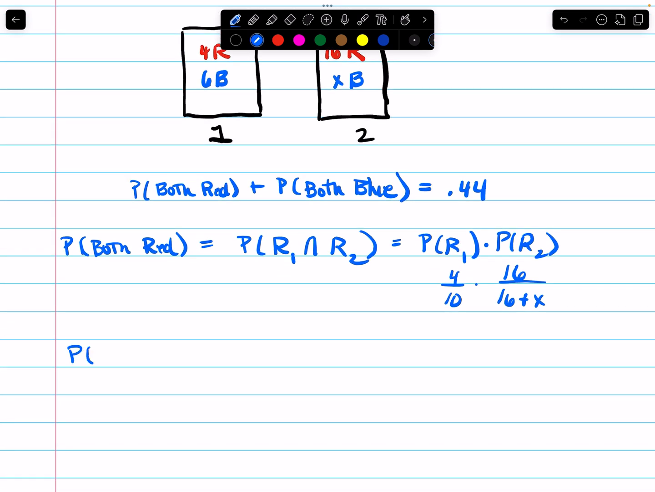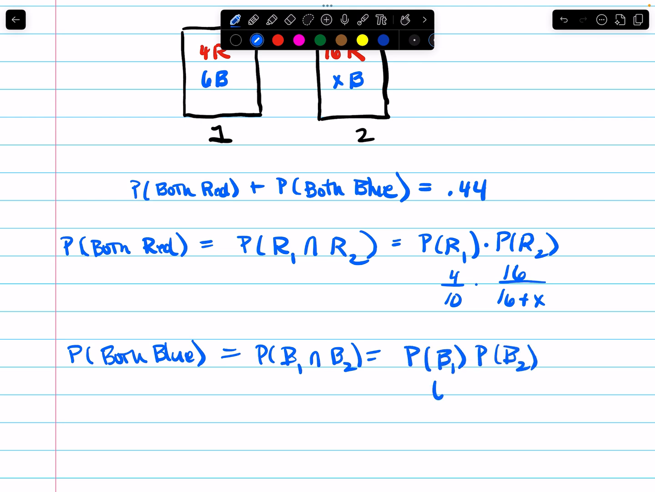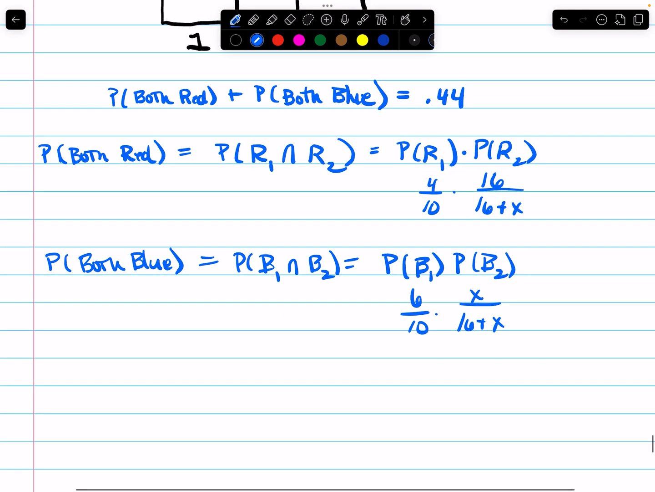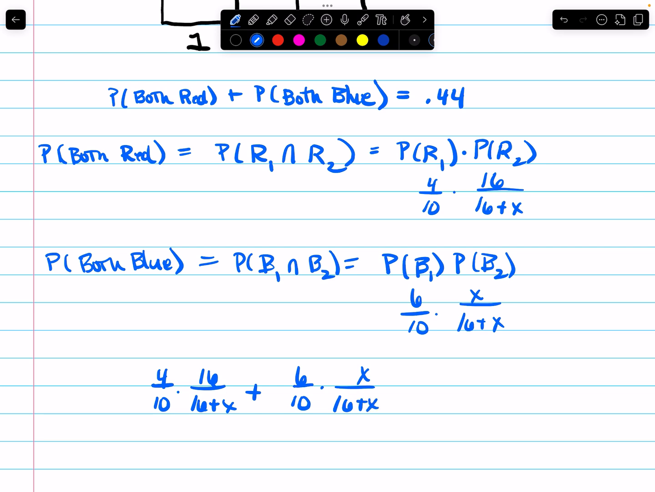All right. The probability that they're both blue, similar. That's the probability they're blue from the first urn and blue from the second urn. Also independent, so we can just multiply these probabilities. And here it is 6 out of 10 times x out of 16 plus x. So now we're going to sum those up. So 4/10 times 16 over 16 plus x plus 6/10 times x over 16 plus x. All of that is 0.44.